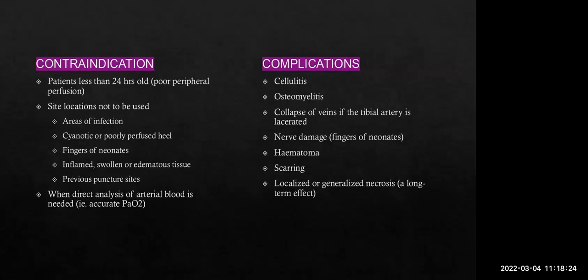And then the complications of CBG are usually cellulitis, osteomyelitis when infection spreads to the bone, and then collapse of veins if the tibial artery is lacerated, and then nerve damage, usually in fingers of neonates, and then hematoma, scarring, and localized or generalized necrosis. This is a long-term effect. Okay, next slide.